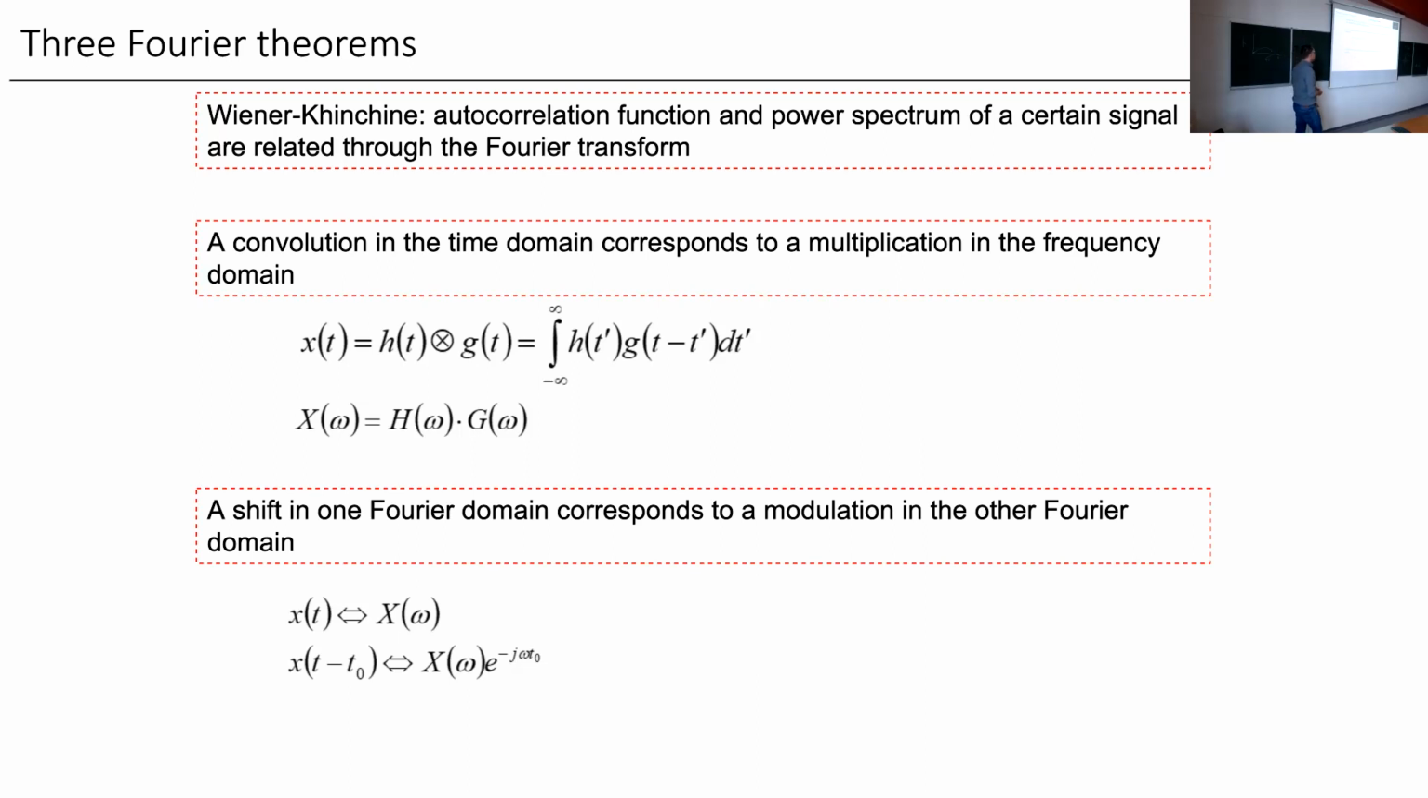And property 3 is that if you shift a function in one domain, then that will result in a modulation in the conjugate Fourier domain. So that means that if you have a function x(t) that has a Fourier transform X(omega), then the shifted version x(t minus some shift t0) will give us X(omega) times the modulation, cosine to.